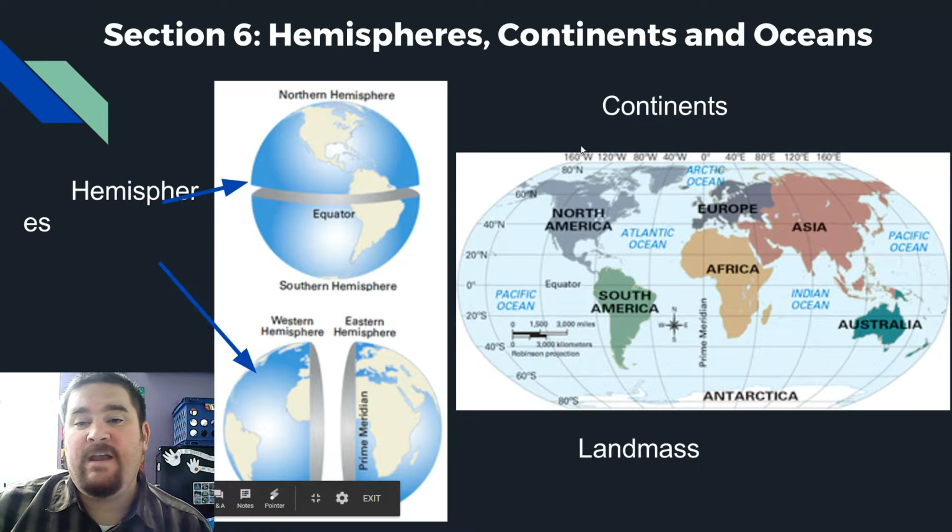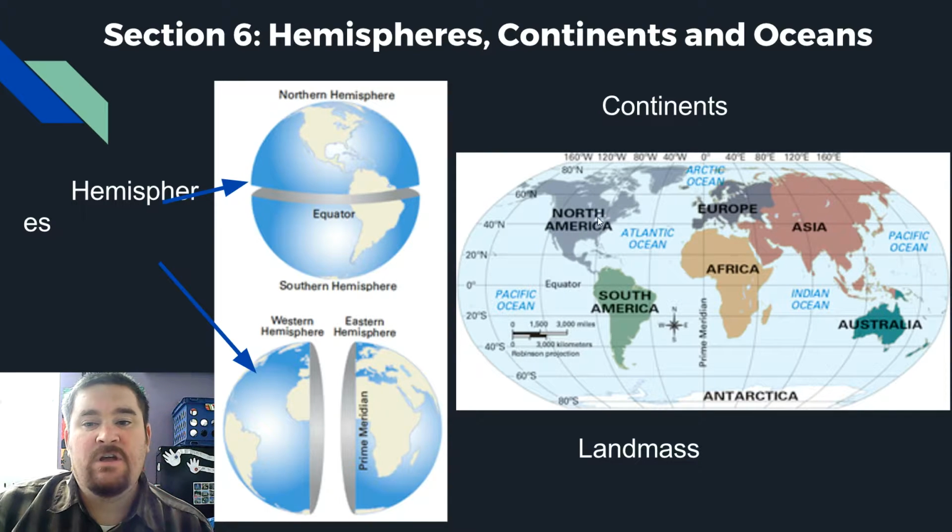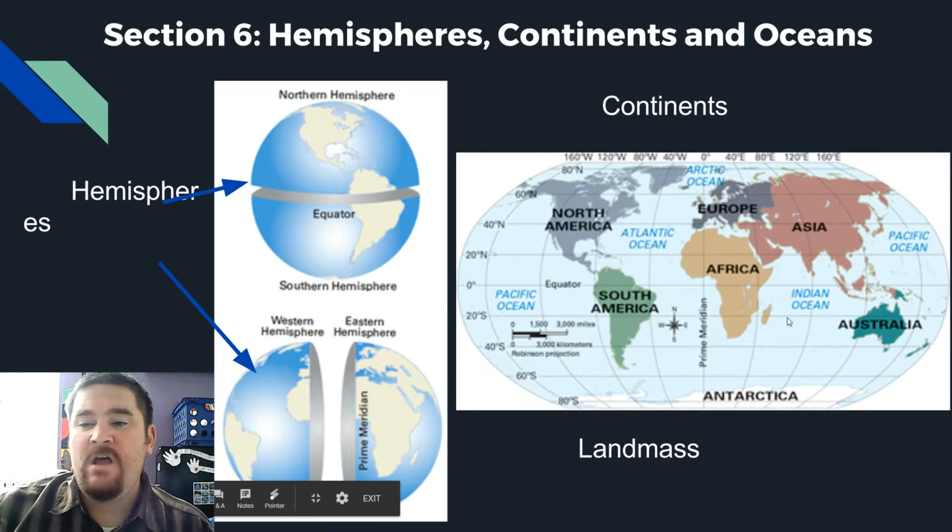We also can divide it into smaller regions, continents. Okay, so we've got North America, South America, Europe, Asia, Africa, and Australia, and Antarctica are the 7 continents. Europe and Asia are actually one landmass, but because they're so different culturally and historically, we are going to call them 2 different continents.